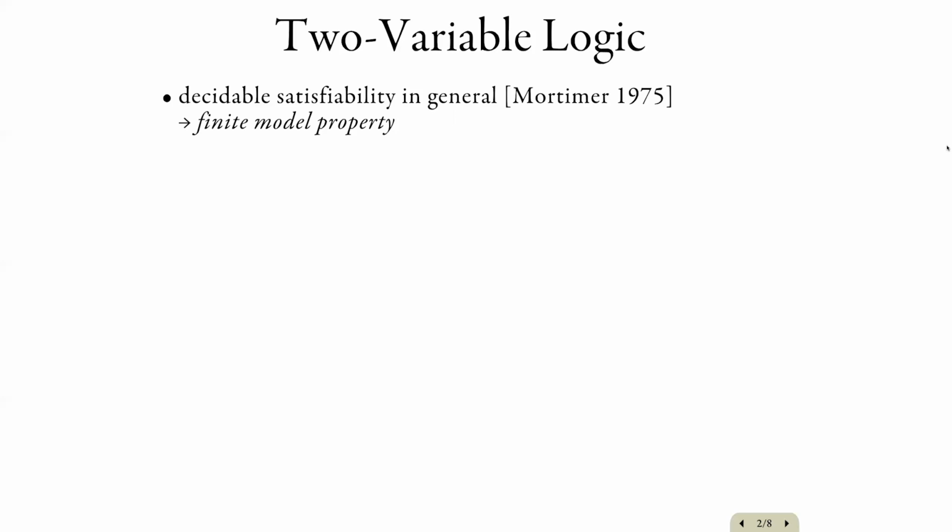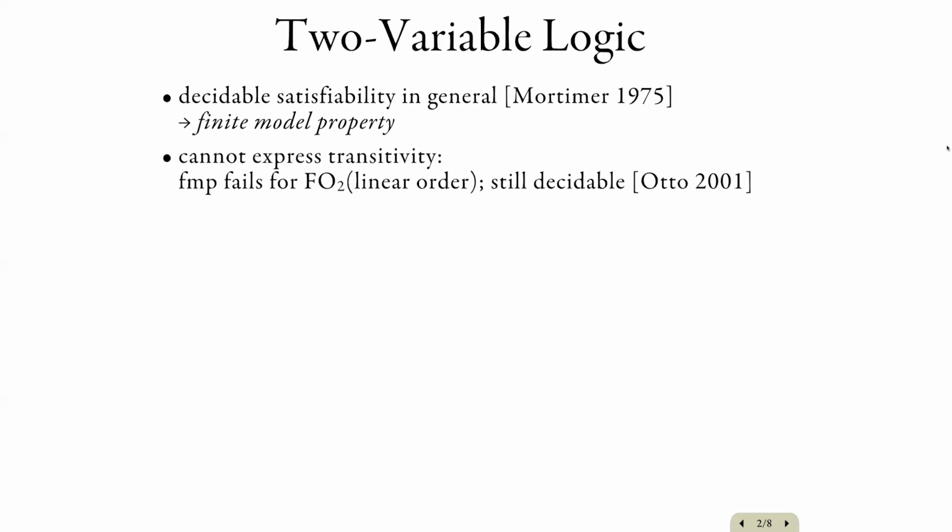So this finite model property yields the decidability of the two-variable logic, and also the finite satisfiability of two-variable logic. So the question, does a given sentence have a finite model? Those two questions turn out to be equivalent in this case by Mortimer's result. Two-variable logic is quite restricted. It cannot express, for example, that a given relation is transitive.